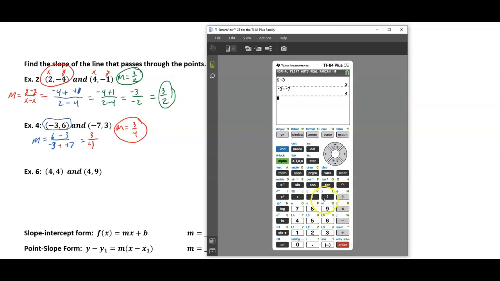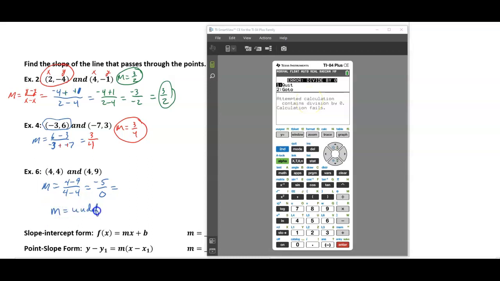Example 6. I go to find this one. Right away, I do. Slope is 4 minus 9 over 4 minus 4, which is going to give me negative 5 over 0. And if I do negative 5 divided by 0 in the calculator, it spits out an error. That tells you right away that your slope is undefined.